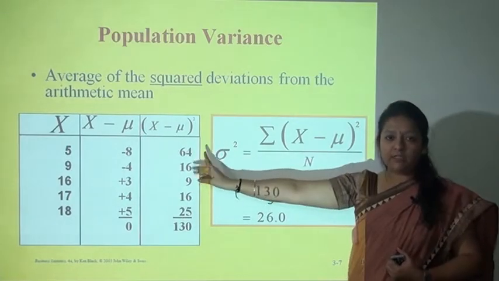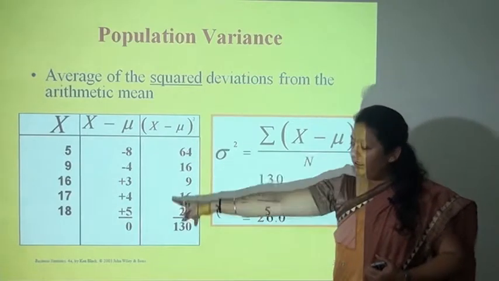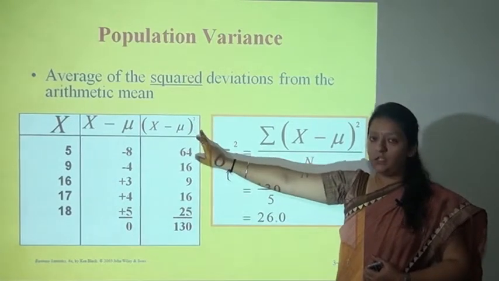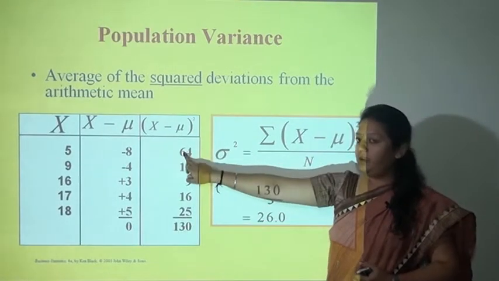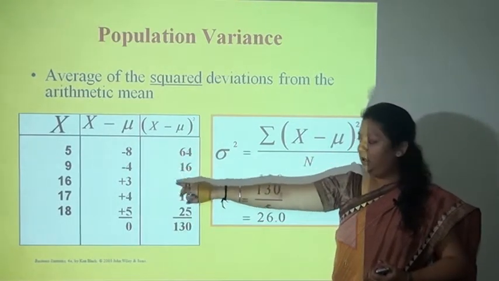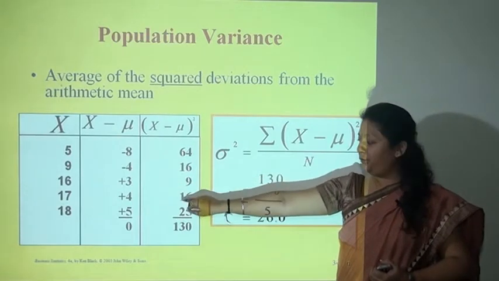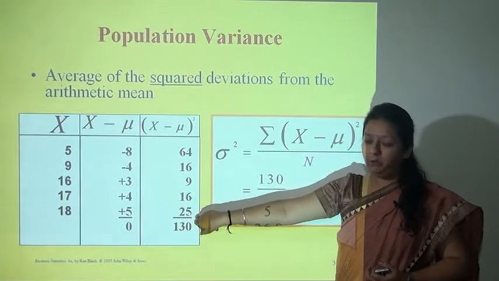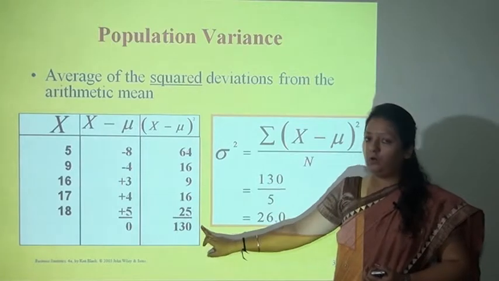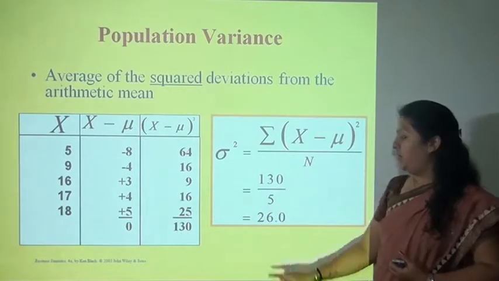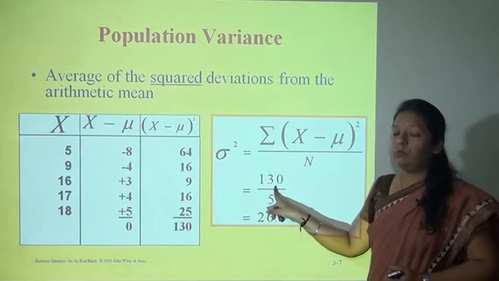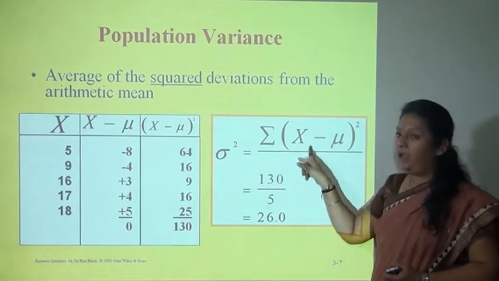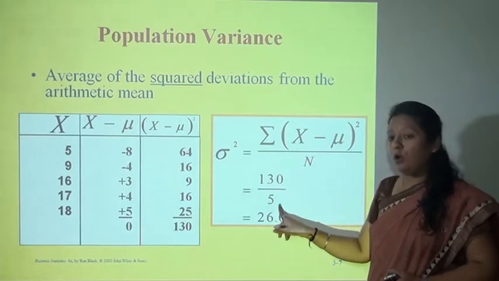The value of mu is 13, so we square each deviation: 8 into 8 is 64, 4 into 4 is 16, 3 into 3 is 9, 4 into 4 is 16, 5 into 5 is 25, and the sum of all is 130. So the value of sigma of x minus mu whole square is 130, divided by capital N, which is equal to 5.